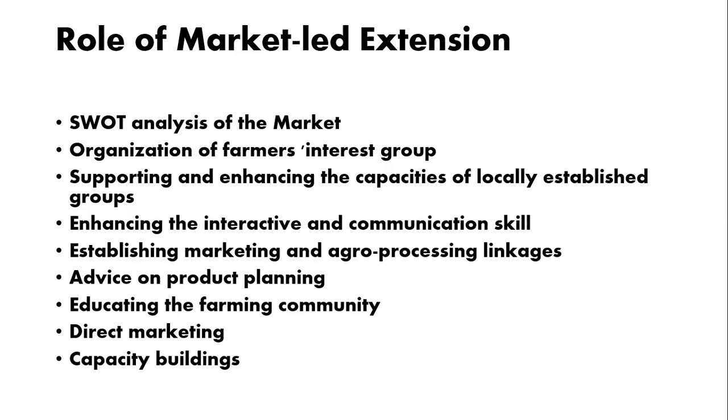Advice on product planning, and the education of farming communities, which they are doing. And direct marketing. Direct marketing means use of social media, use of other e-commerce platforms, and other approaches, and exporting opportunities that he has to create with the farmers. And capacity building. Capacity building means that today farmers' capacity is to produce, and as soon as possible what they do is sell to the collector or the center.